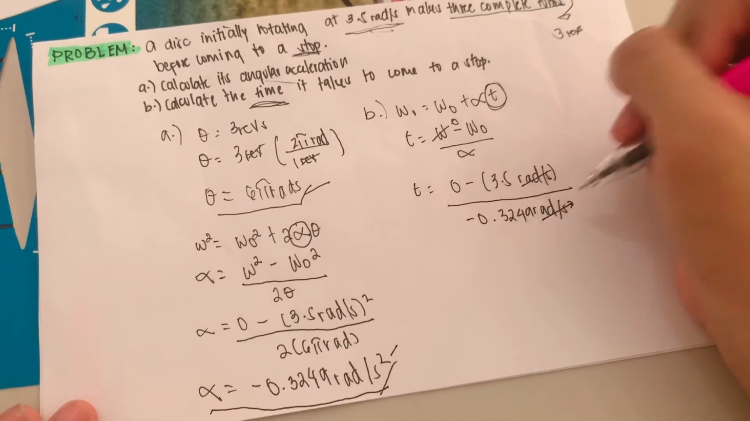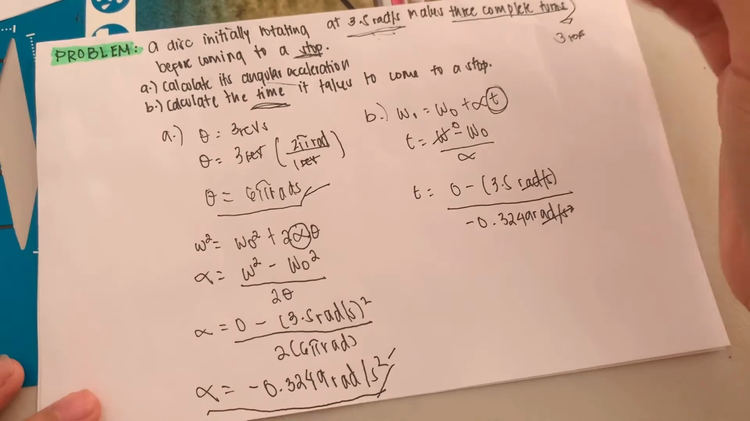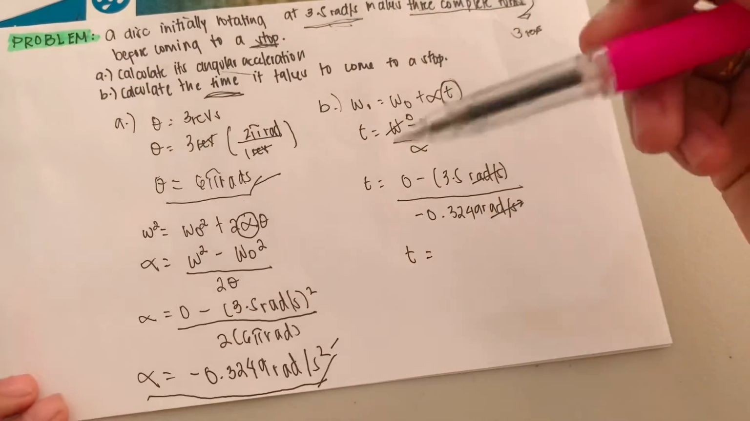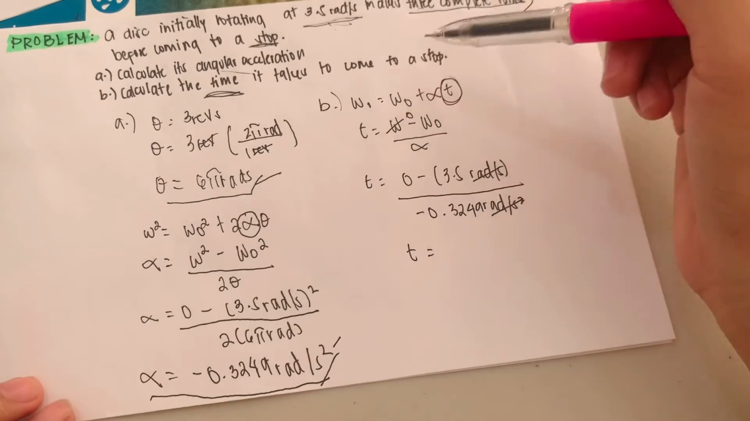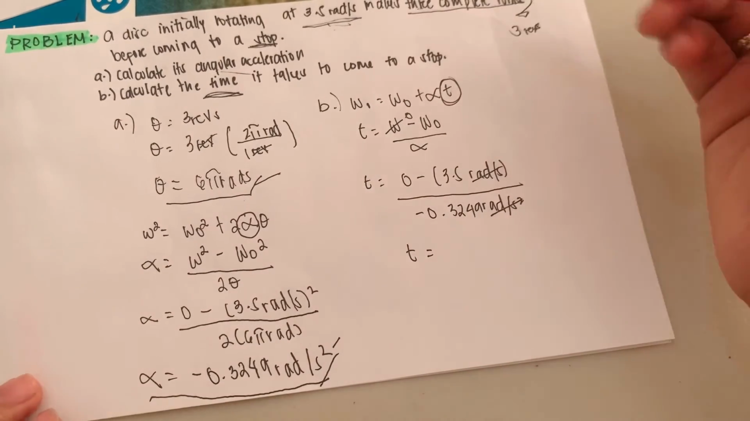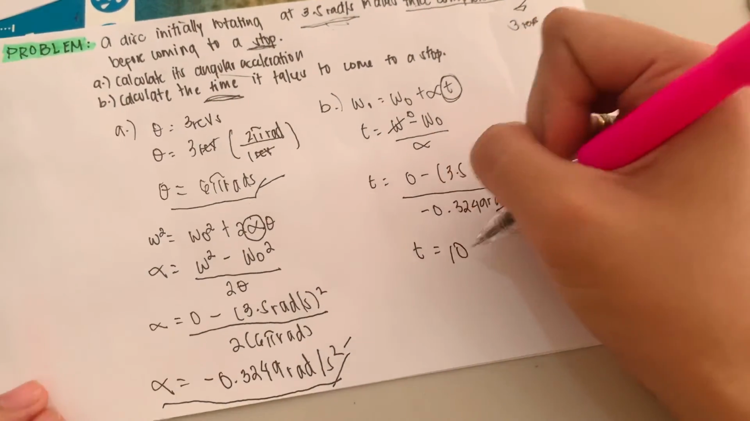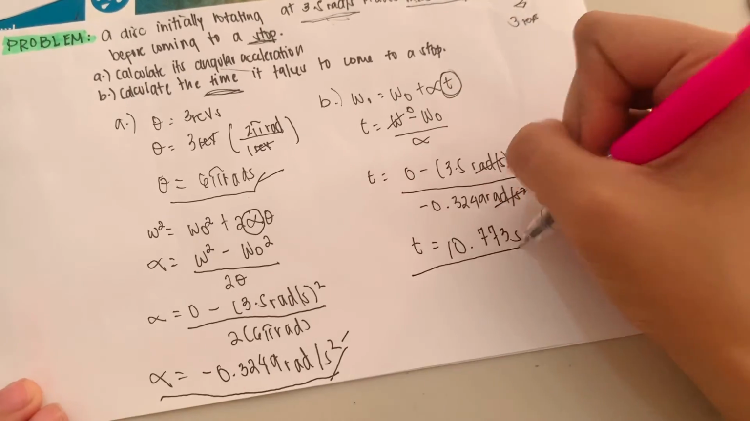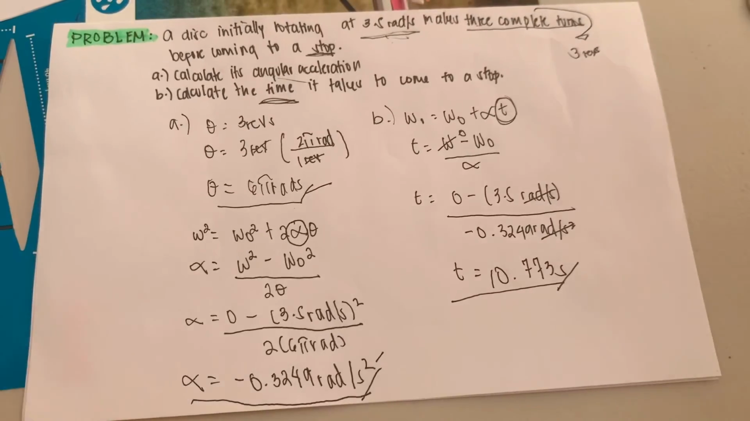So, cancel. Ang matitira sa atin is yung second na lang. So, time now, or yung time bago siya huminto, is equal to 10.773 seconds. And this is the answer to our problem.